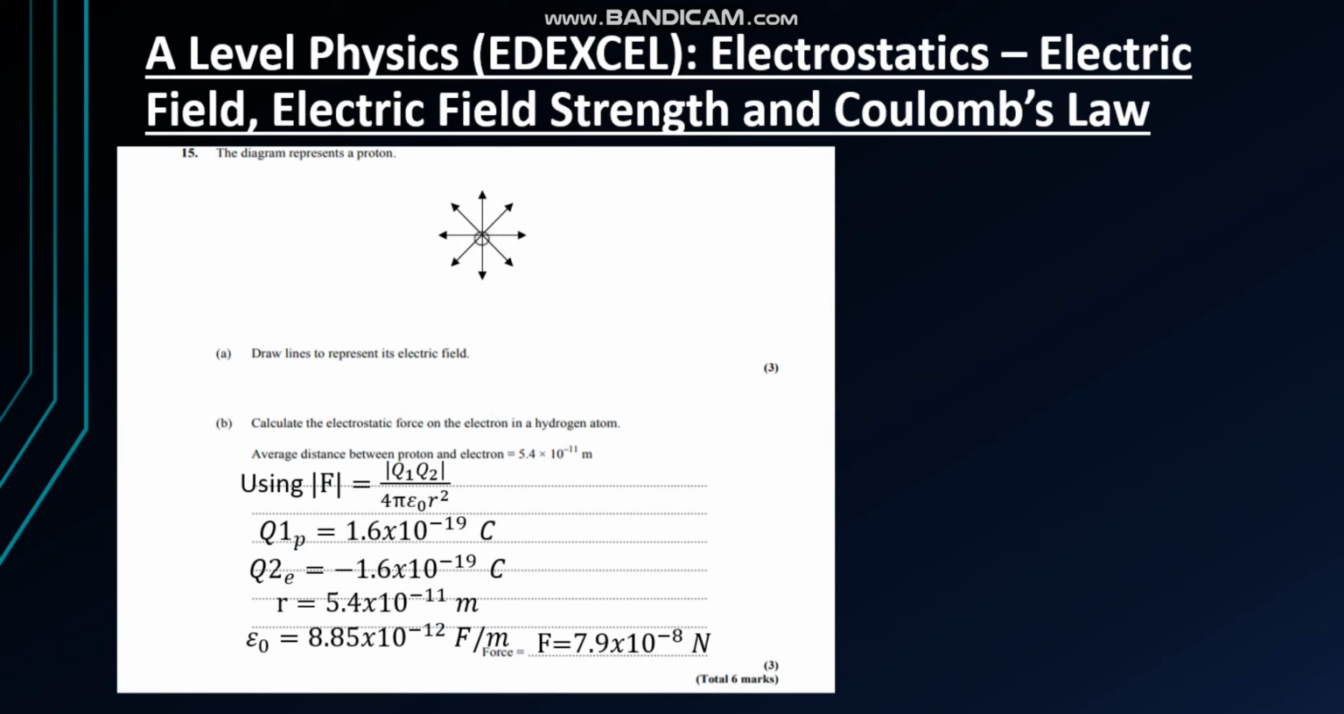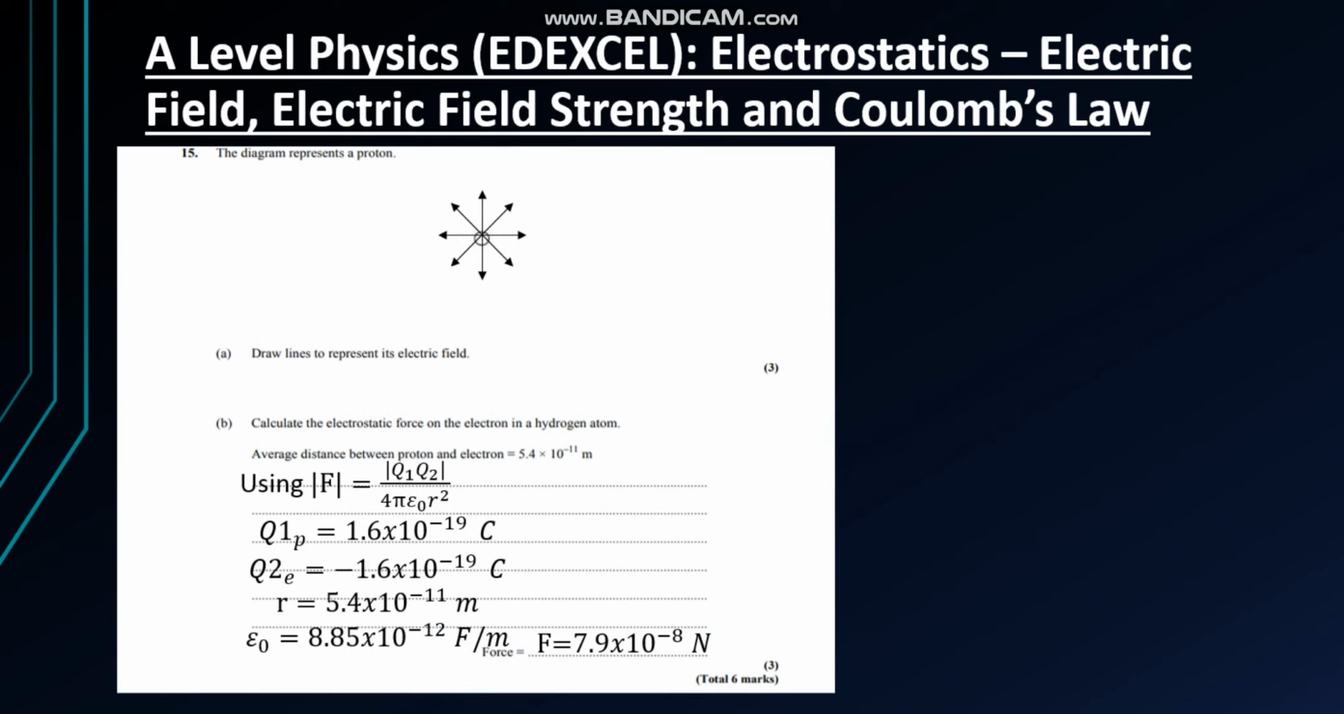If we take a look at this question, it states that we need to draw the lines of the electric field representing the proton. So it's important to note that for a positively charged particle such as a proton, the electric field lines extend outwards from the particle. Now note, if this was a negatively charged particle such as an electron, the orientation of those field lines would reverse, so the electric field lines would point towards the particle.